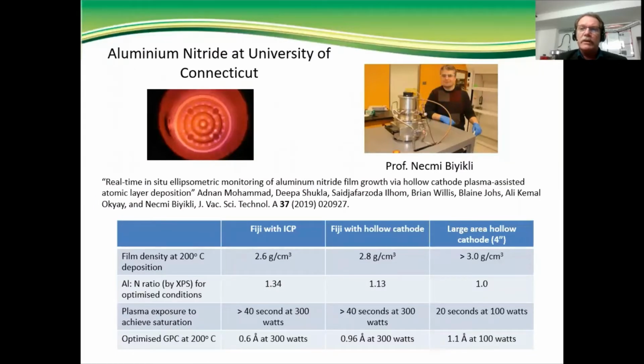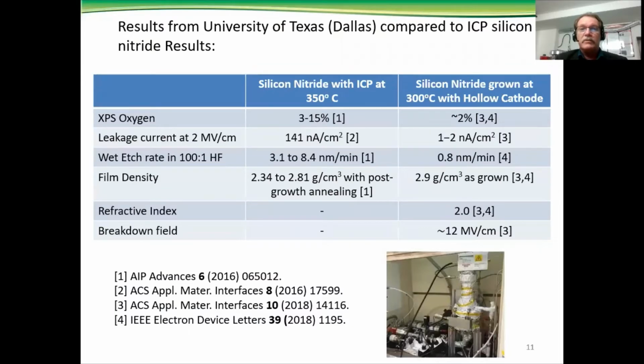Some results from the University of Connecticut. They've had some very good aluminum nitride deposition. I won't go into too much detail here, but very stoichiometric material. And some results from the University of Texas, Dallas, where they've been growing extremely good silicon nitride by ALD with one of our plasma sources shown here.